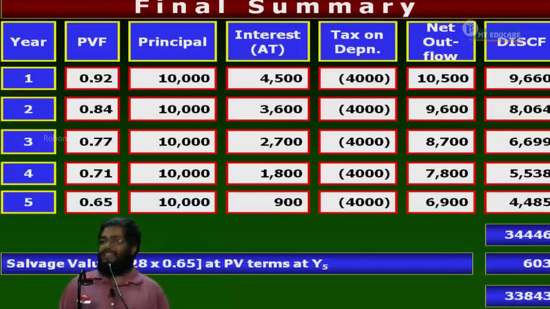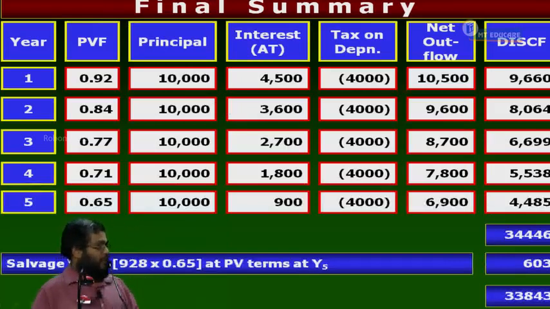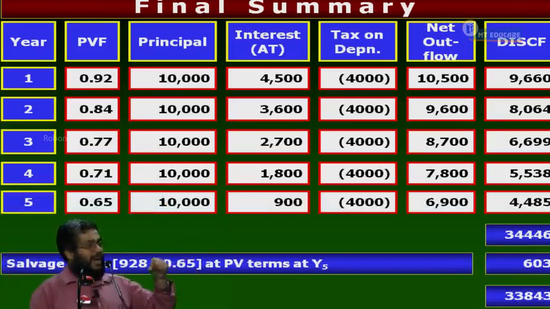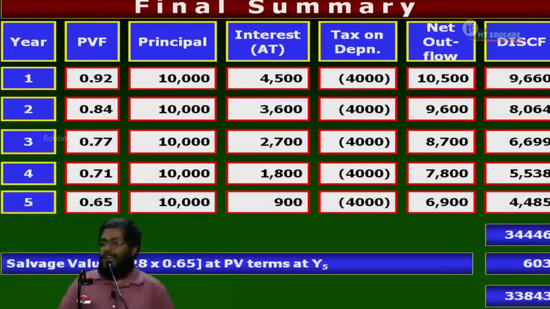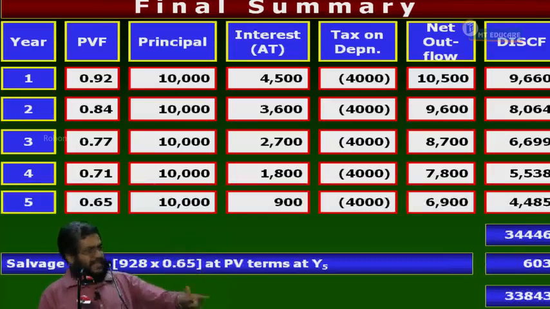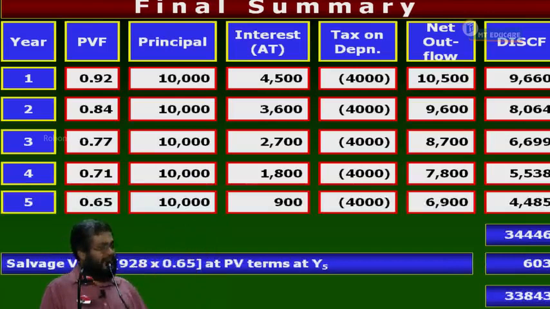Now tell me, what is the net outflow under loan option? 33,843. Discounted outflow under loan option is equal to 33,843. Stop writing and tell me, if I borrow and buy, what is the cost for me? 33,843. For the lease option, I will be indifferent if the discounted lease gives the same 33,843. If it is more, I'll go for the loan. If less, I'll go for the lease. Now I have to find the discounted lease rental.